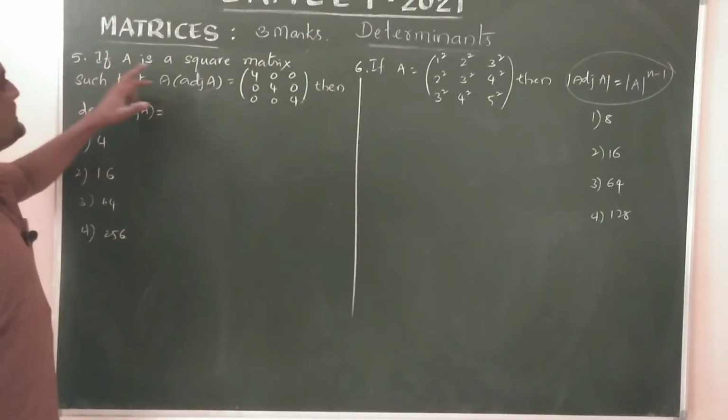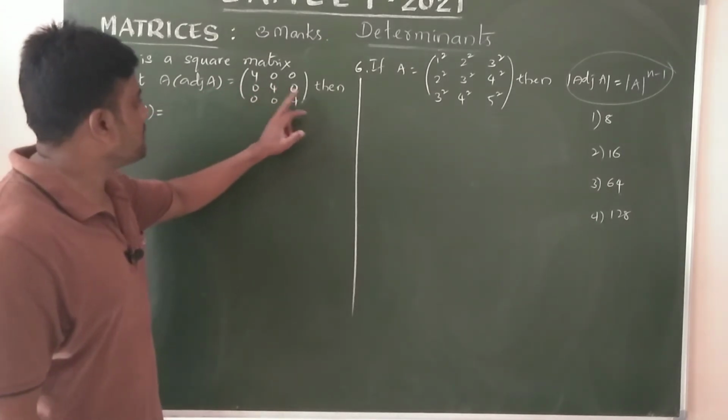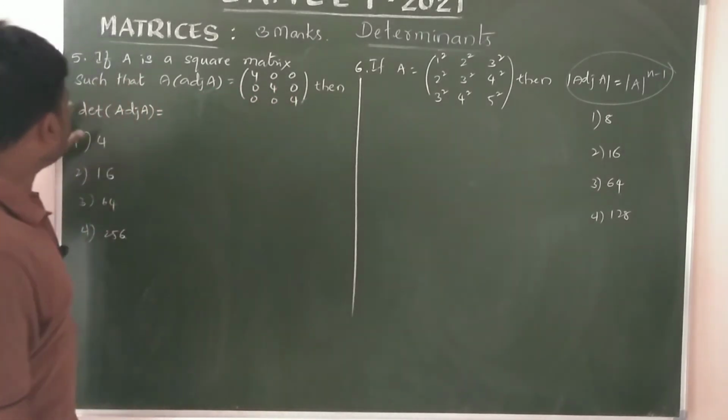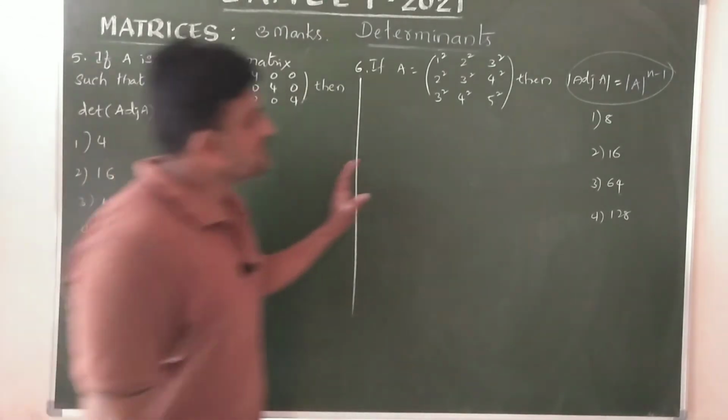If A is a square matrix such that A into adjoint A equals the matrix 4 0 0, 0 4 0, 0 0 4, then what is the determinant of adj A? Now here also we have the same problem.